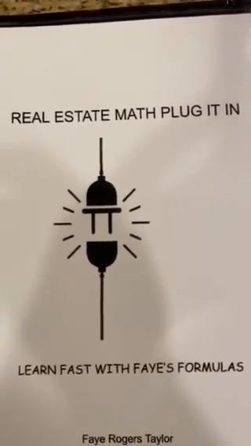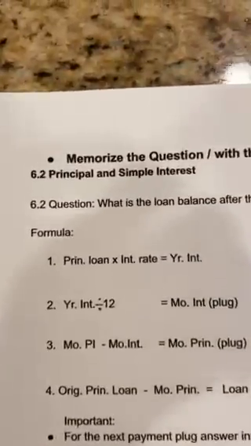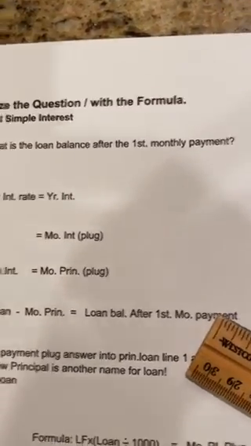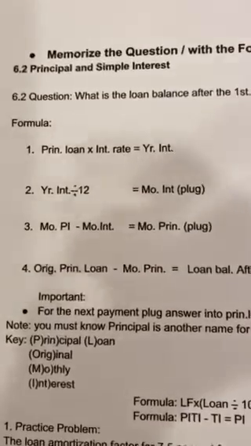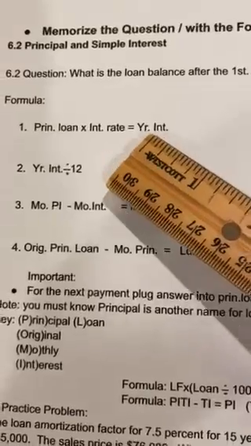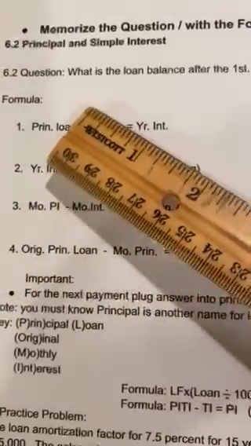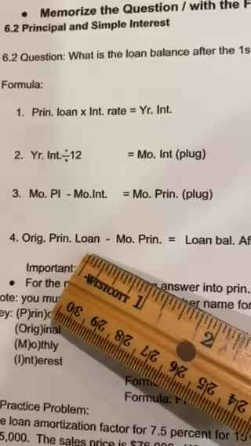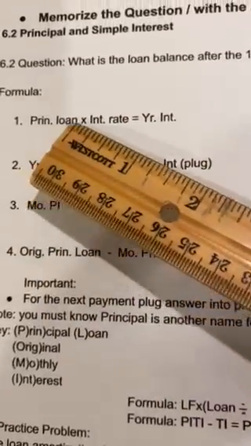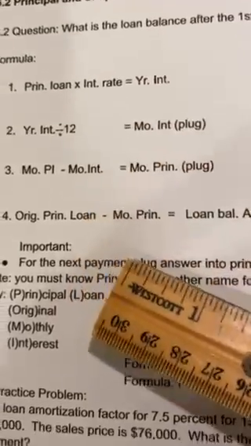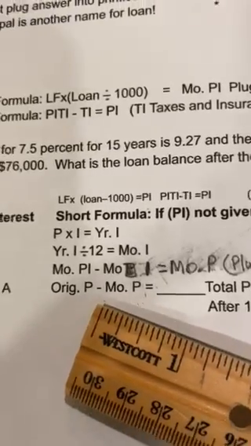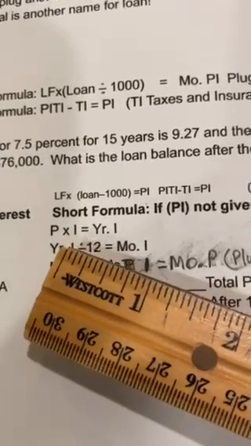Real estate math, plug it in. On 6.2, we have: what is the loan balance after the first monthly payment? Then you have in longhand this formula, but you won't use the longhand formula on your state test. You will study the longhand formula so you'll understand what the letters mean. Now let's go to the shorthand formula that you'll use on your test, on your scrap paper.